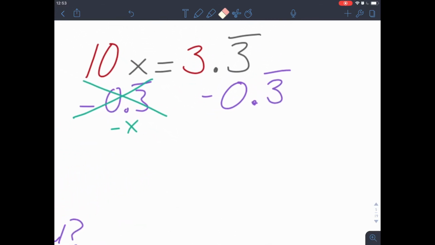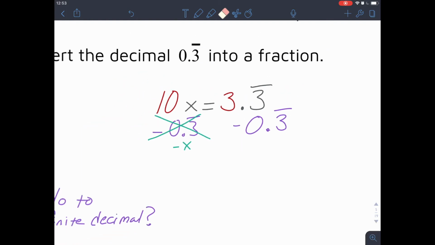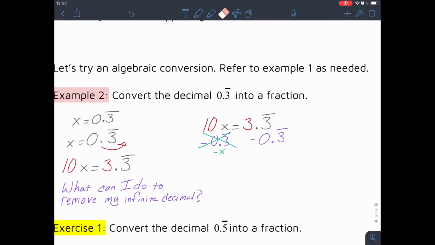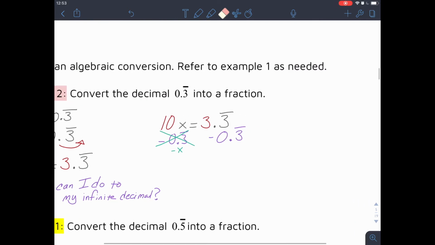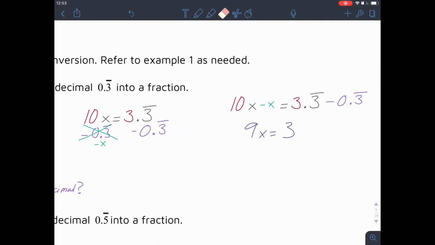But when I go to subtract from the right side of my equation, to keep it balanced, I have to subtract from the left. But 10x and 0.3 repeating aren't like terms, so it would just make my equation more complicated. But as we already wrote, we set x equal to 0.3 repeating. So to take away 0.3 repeating, I could also write minus x instead, because x and 0.3 repeating are the same value. So now that I've done that, I can subtract those out, and I end up with the equation 9x equals 3.